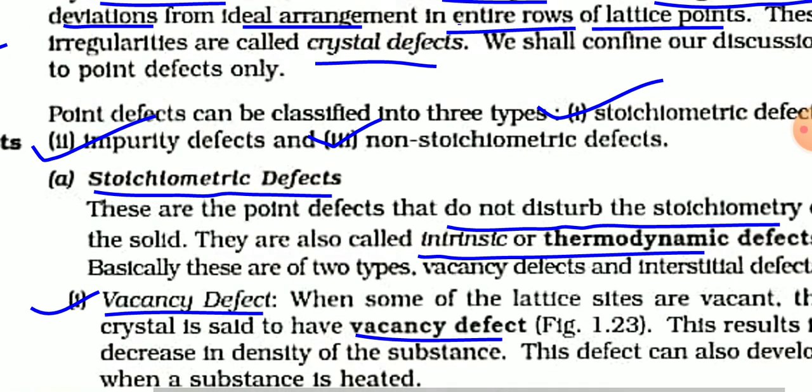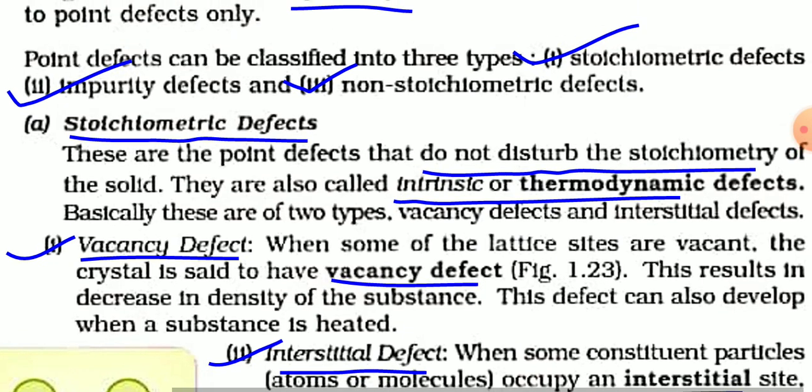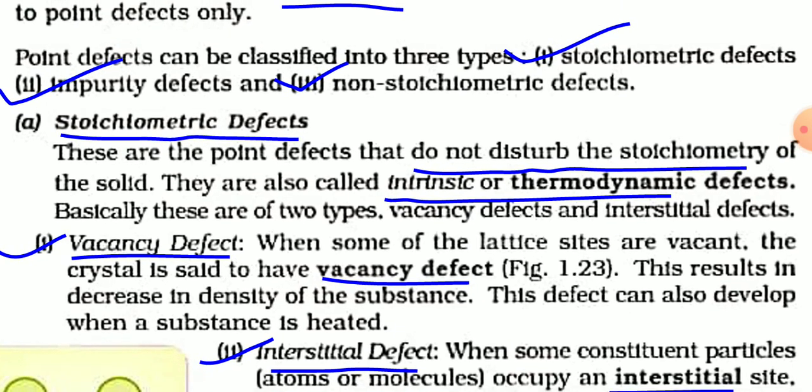Okay, and now see types of point defects. Point defects are three types: stoichiometric defects, impurity defects, and non-stoichiometric defects. So first, stoichiometric defect. What is stoichiometric defect? These are point defects that do not disturb the stoichiometry of the solid, that is, that do not disturb the composition of the solid.